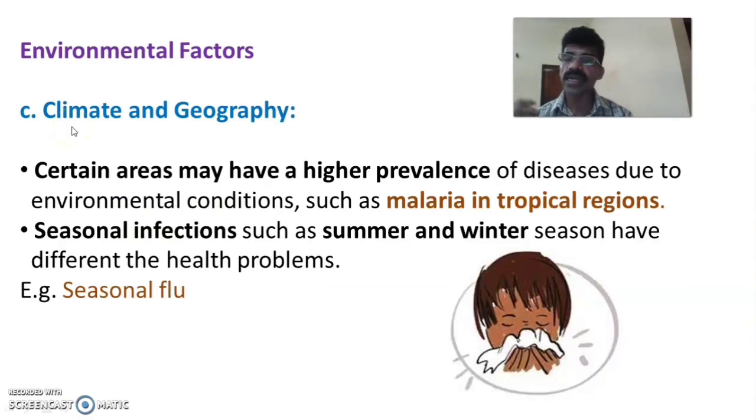Third environmental factor is climate and geography: the climate, weather condition and geography of the particular place, locality or area.